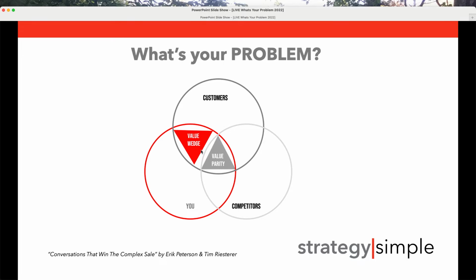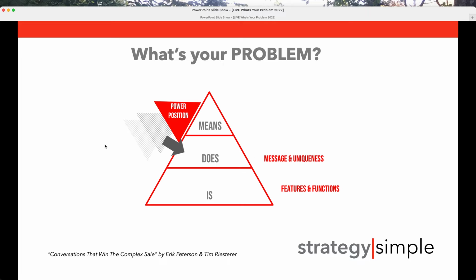Again, it might be your software. If you're a SaaS company, it might be the carrier mix that you have. It might be the solution of the different things that you solve for your clients. The value wedge is what's going to make it so that you can push the competitors out, right?